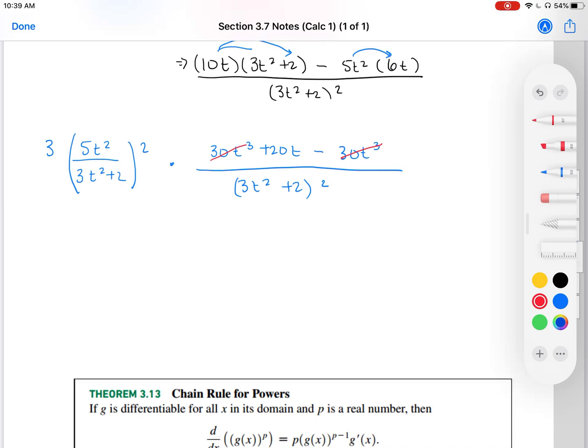And we can actually apply the power to the numerator and to the denominator, so that we have 3 times 5 times 5 is 25, t squared squared is t to the 4th power, 3 squared is 9, t to the 4th power. Oh, that's not the denominator. You need to actually do the binomial, right? So I'll just write it as something squared. So we have 3t squared plus 2, squared.